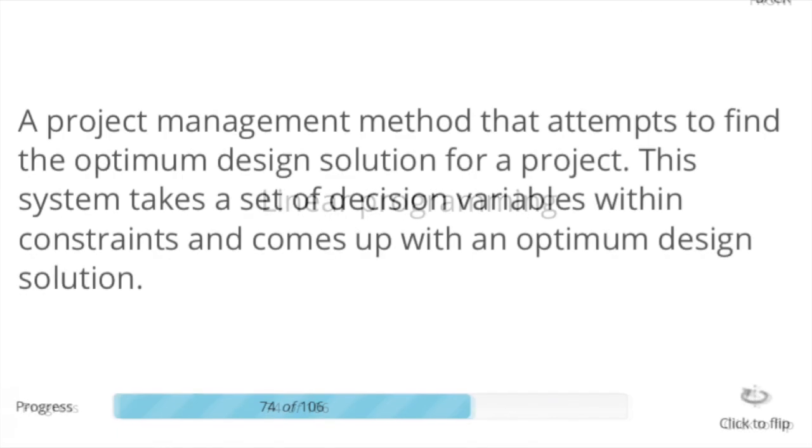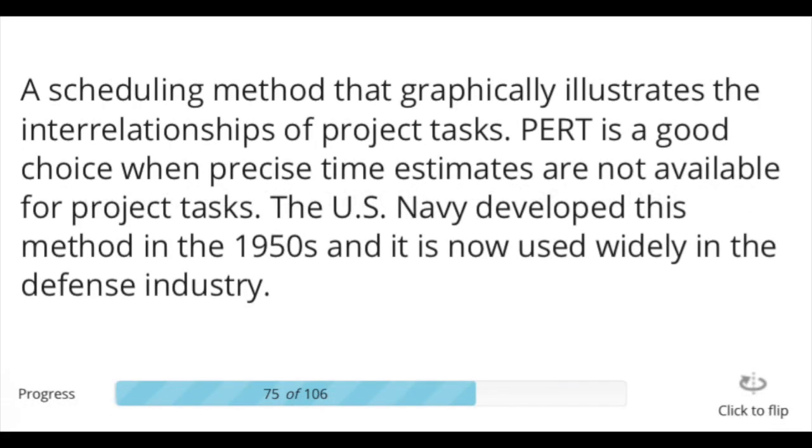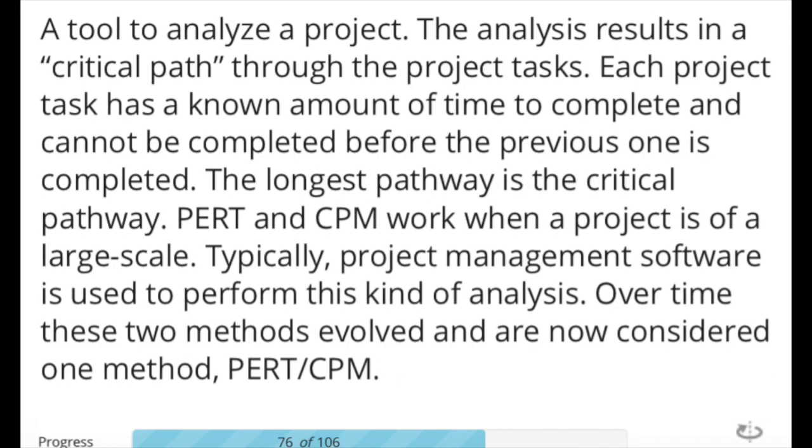Linear programming is more chronologically oriented on a single time scale. Program Evaluation and Review Technique, or PERT, illustrates the interrelationship of project tasks and is less focused on the amount of time it takes, and the U.S. Navy developed this in the 1950s. Critical Path Method, or CPM, is similar to PERT, but it works chronologically, stating that you cannot move on to the next task until the current one is completed.